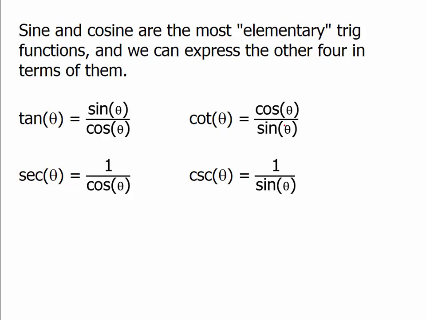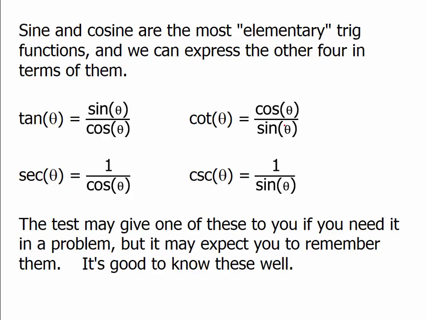Notice that people get confused sometimes because they think the S and the S should go together, the C and the C should go together. They don't. Secant is the reciprocal of cosine, cosecant is the reciprocal of sine. So the test may give you one of those if you need it in a problem, but it may expect you to remember it as well. So it's really good to have those 4 memorized.